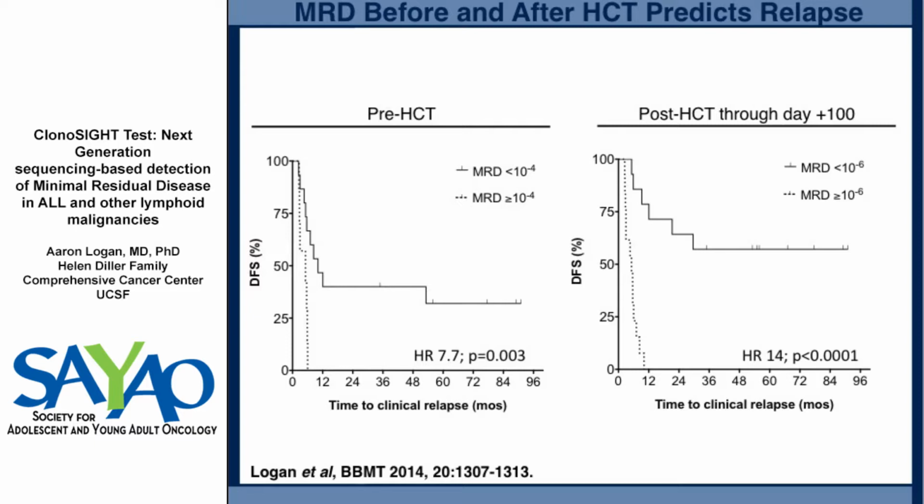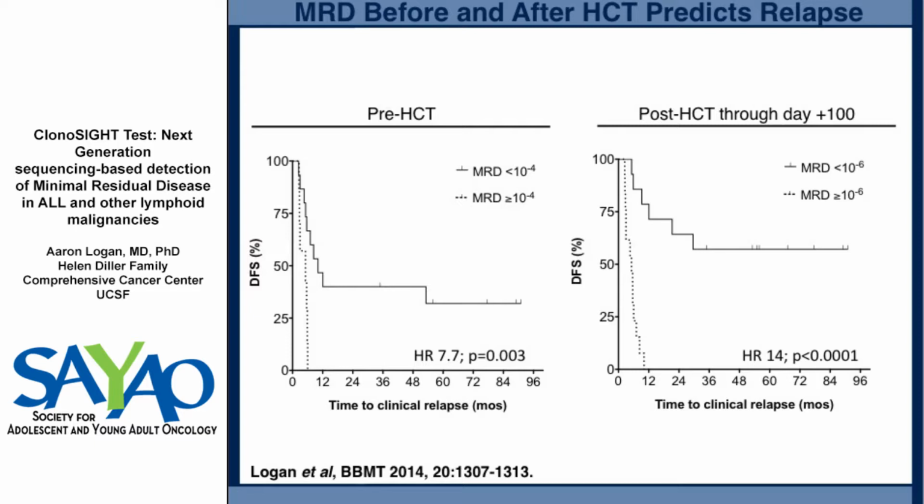Those who had less than 10 to the minus 4 disease still had a pretty significant rate of relapse, perhaps because this was a high-risk cohort. And what I will say is there just simply weren't enough samples in this pre-transplant assessment that had disease burdens between 10 to the minus 4 and 10 to the minus 6 for us to say anything about that threshold of detection in this particular study.